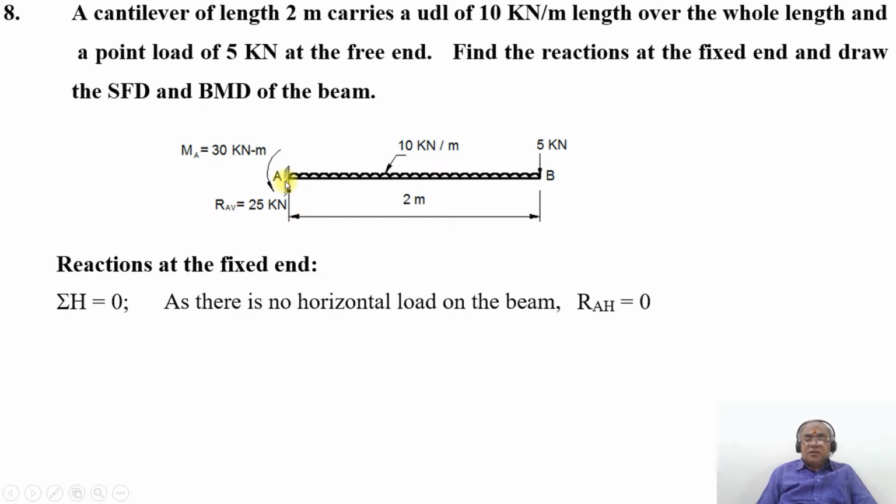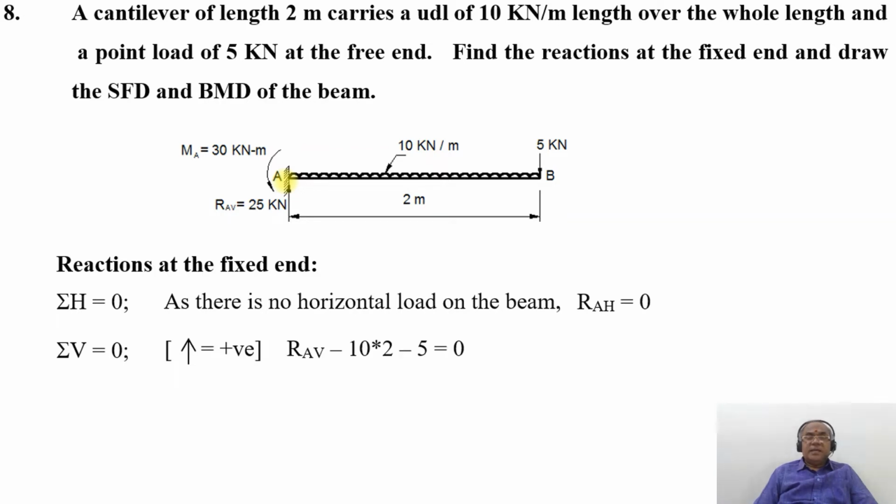So the summation of all the vertical load acting on the beam, that is the vertical load acting upwards, will be equal to the vertical load acting downwards. So that means sigma V will be equal to 0. Here we have the load acting upwards considered to be positive. So that is by sign convention.